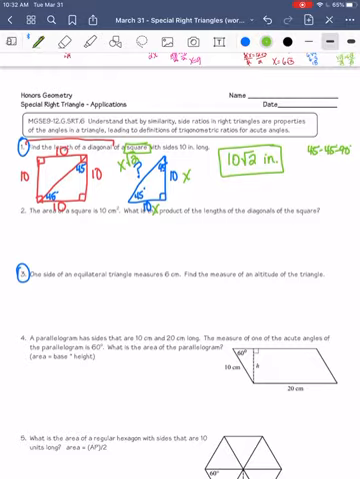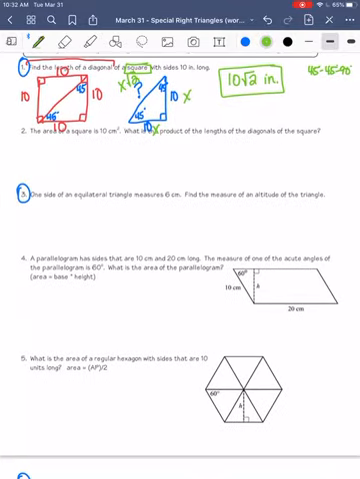Okay? All right, the next one, number 3, says one side of an equilateral triangle measures 6 centimeters. All right, so first of all, let's make sure we understand what equilateral means. We've talked about it. It means all sides and angles are congruent. Okay? So when I draw my equilateral triangle, I'm going to do my best to make it look all the same. It says one side measures 6 centimeters. Okay? Well, if one side equals 6 centimeters, they all do, because it's equilateral.